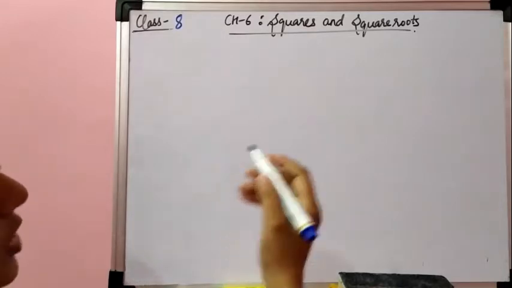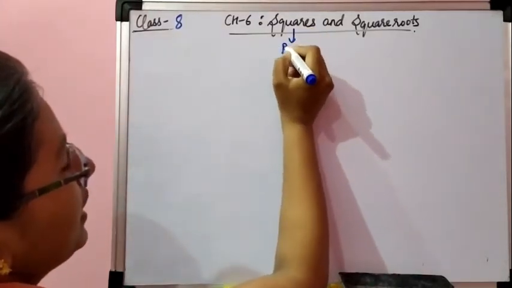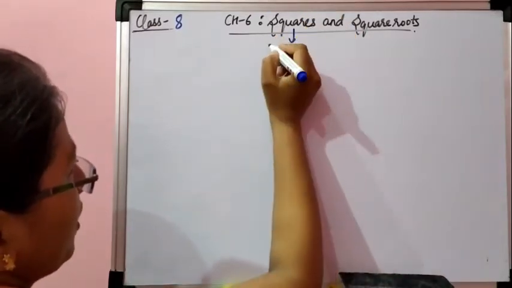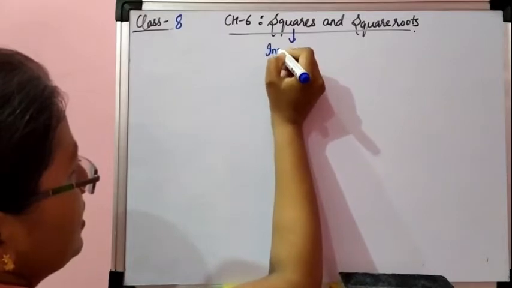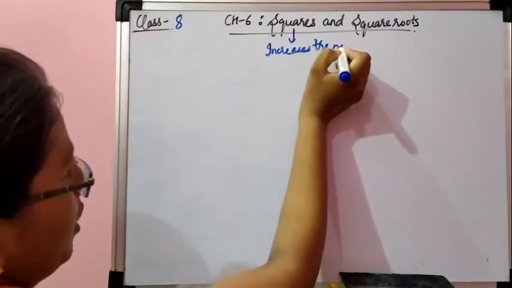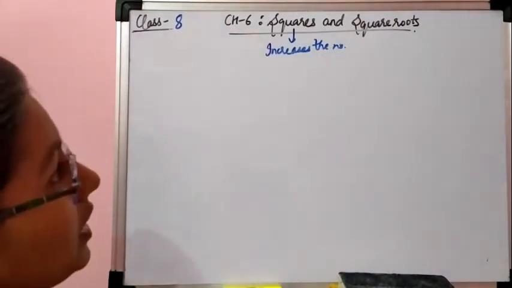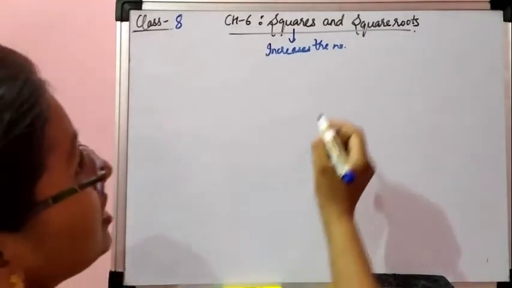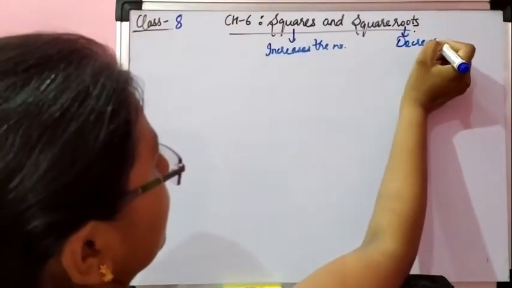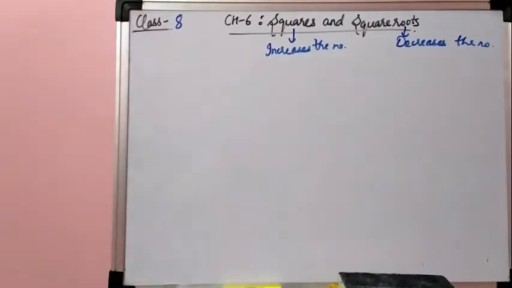The very short one I can say is that squares are bigger numbers, squares increase the number. Whatever number is given to you, if you do the square of that, the number will increase. Similarly, the square root decreases the number. This is a trick, this is not the definition. I am saying this is a trick.